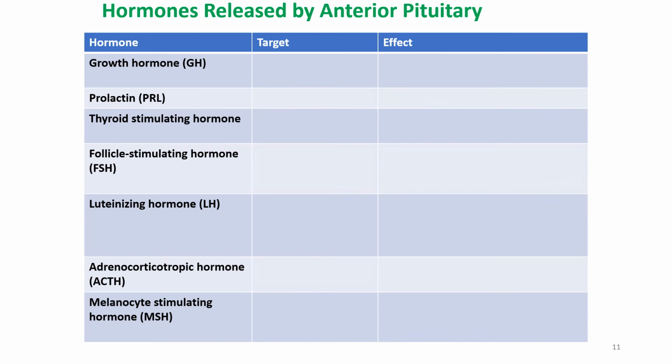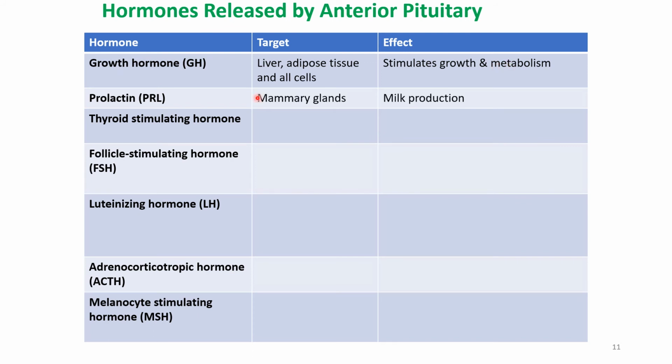Think about growth hormone. Its target is going to be primarily the liver and adipose tissues, but really all cells in your body will have receptors for growth hormone because they're all going to be involved in growth. So it's stimulating growth and metabolism. Prolactin is going to the mammary glands. It's going to be making milk production. Thyroid stimulating hormone, it's going to be going to the thyroid gland.